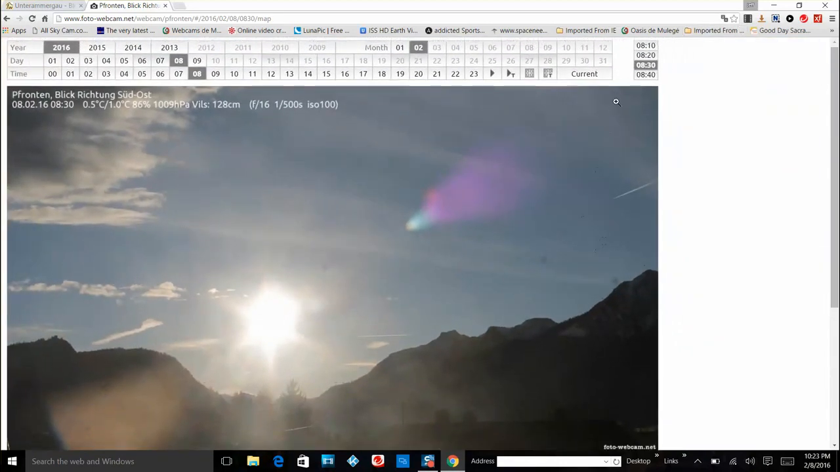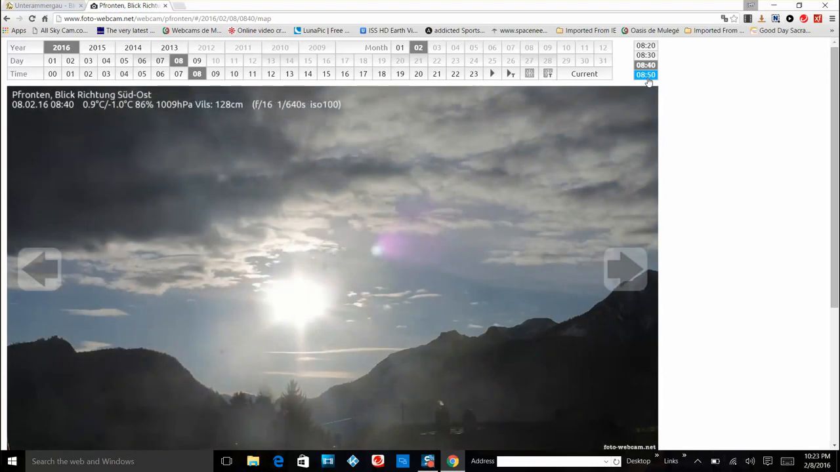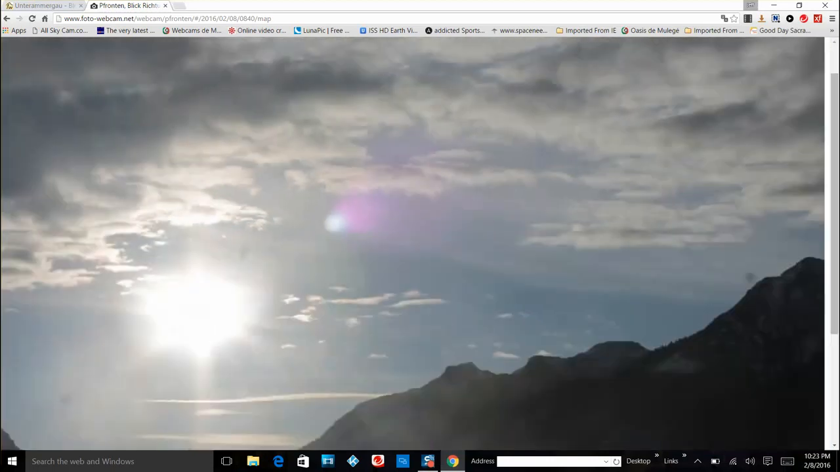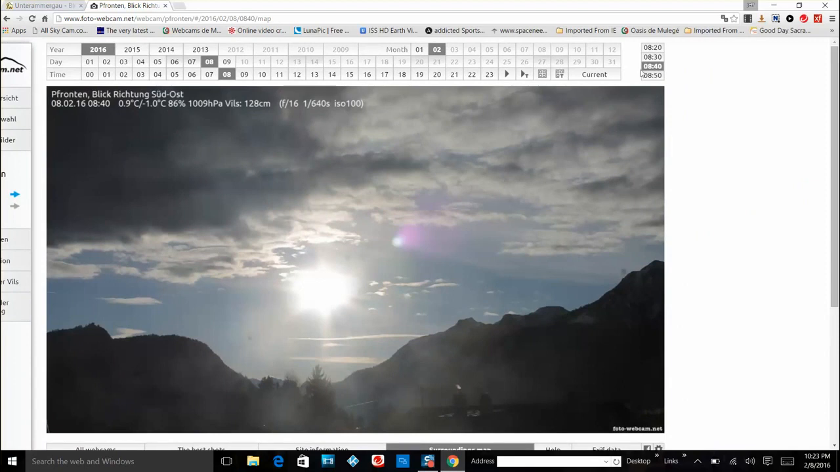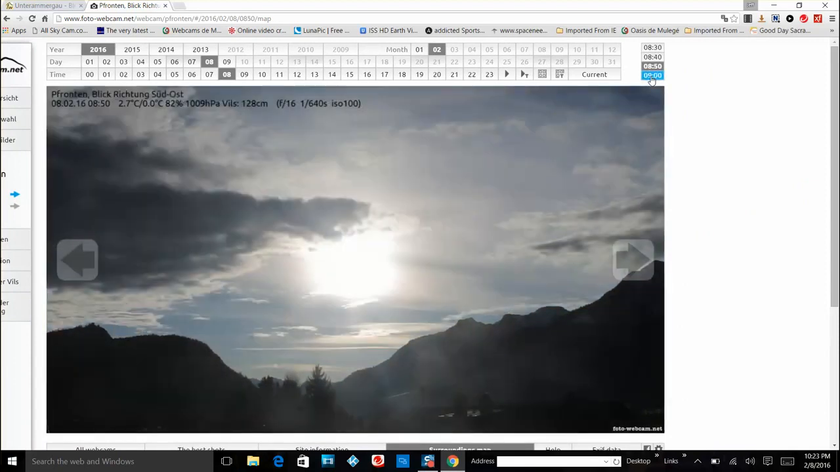Let's just keep going forward. Look how intense that is. Come on, people. You cannot call that a lens flare. That is Nibiru, and it's only getting bigger and bigger until it crosses our path.